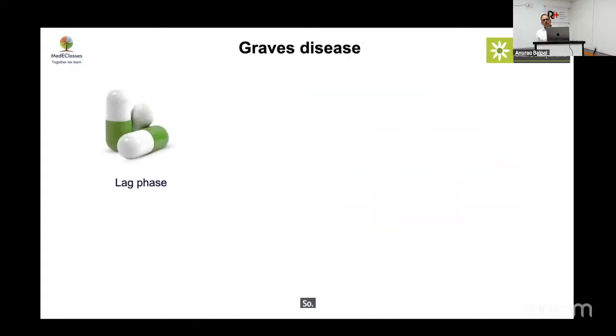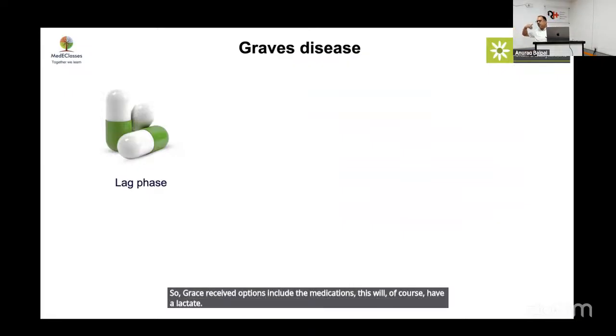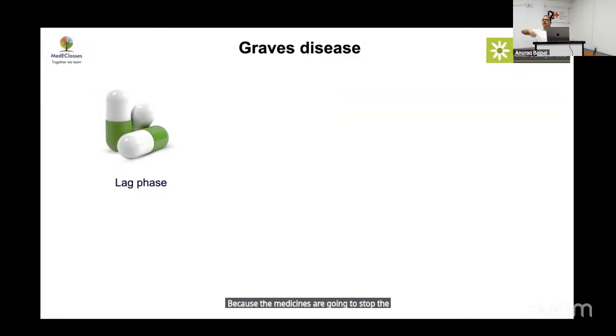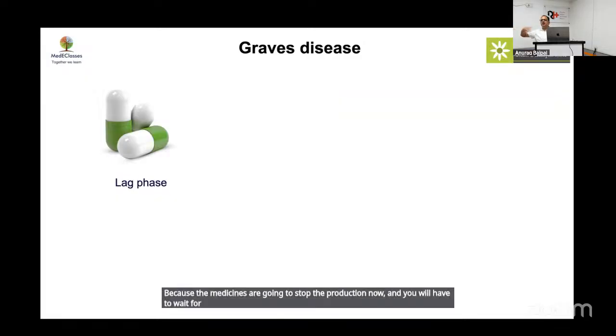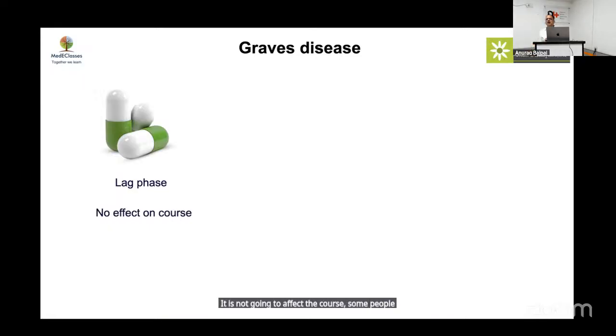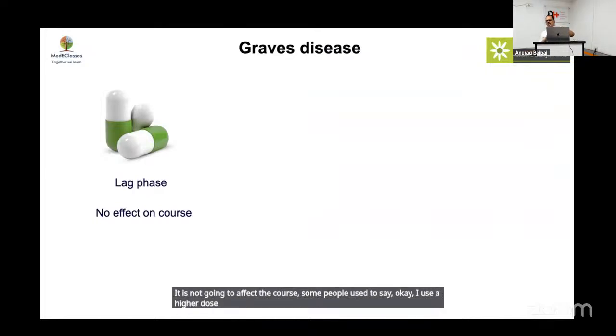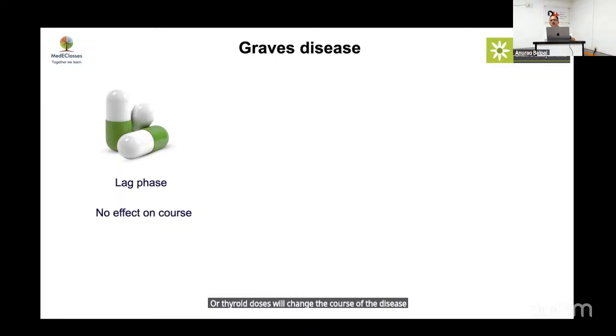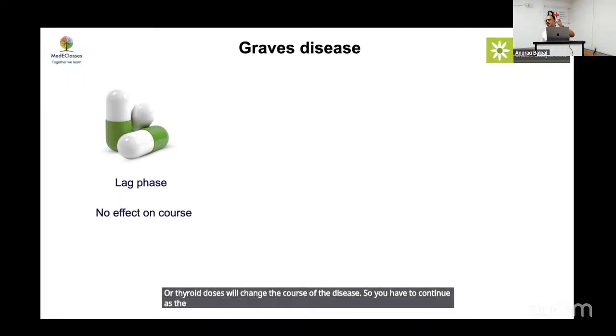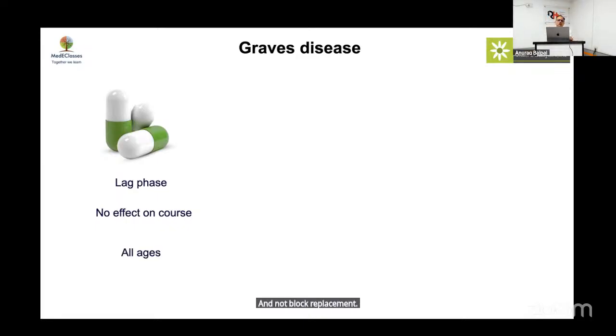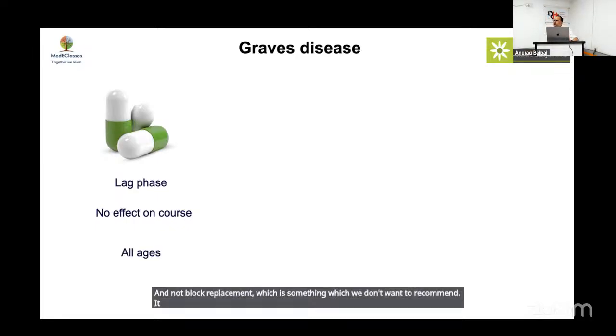So for Graves' disease, the options include the medications. This will, of course, have a lag phase because the medicines are going to stop the production now, and you will have to wait 6 to 8 weeks for the preformed thyroid hormone, which is already there. It is not going to affect the course. So some people used to say, okay, I use a higher dose, I block it, and then I replace with thyroxine, then I'll be able to change the course. No, studies have not shown that block replacement will change the course of the disease. So you have to continue as block therapy only and not block replacement, which is something which we don't want to recommend. It can, however, be used across all ages.